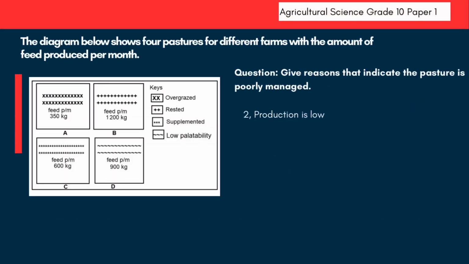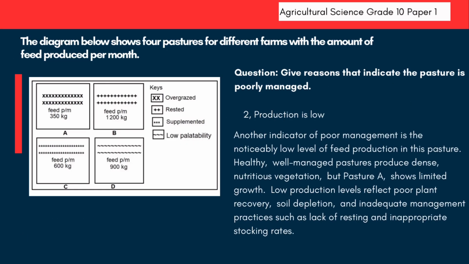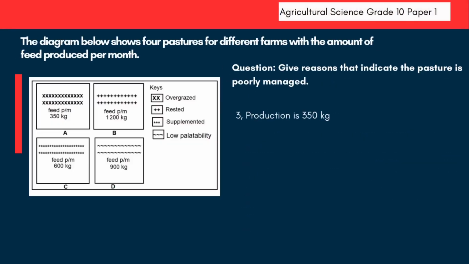2. Production is low. Another indicator of poor management is the noticeably low level of feed production in this pasture. Healthy, well-managed pastures produce dense, nutritious vegetation, but pasture A shows limited growth. Low production levels reflect poor plant recovery, soil depletion, and inadequate management practices, such as lack of resting and inappropriate stocking rates.